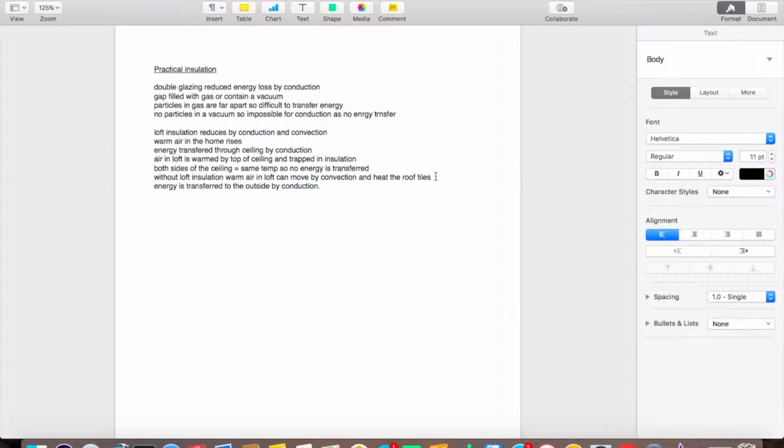Cavity wall insulation reduces energy loss by conduction and convection. The air in foam is a good insulator. The air cannot move by convection because it is trapped in the foam.